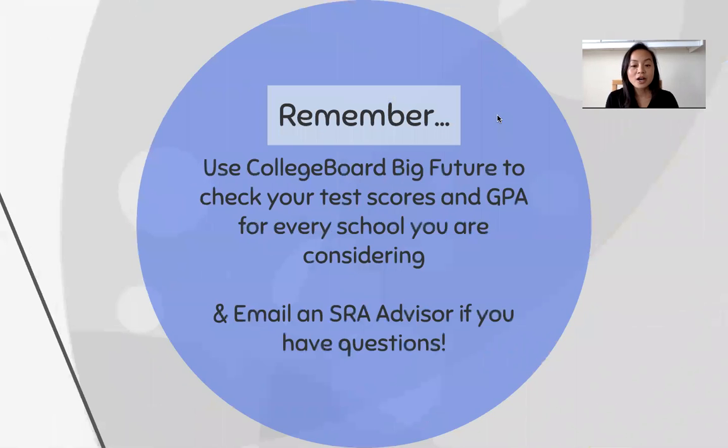So remember to use College Board. That's what I use to see where my GPA and the ACT score fell. That's College Board Big Future, and that's where you can check whether or not a school is a target, safety, or reach for you. You guys can always email us if you have any questions. We also have a lot of resources on the Hub.